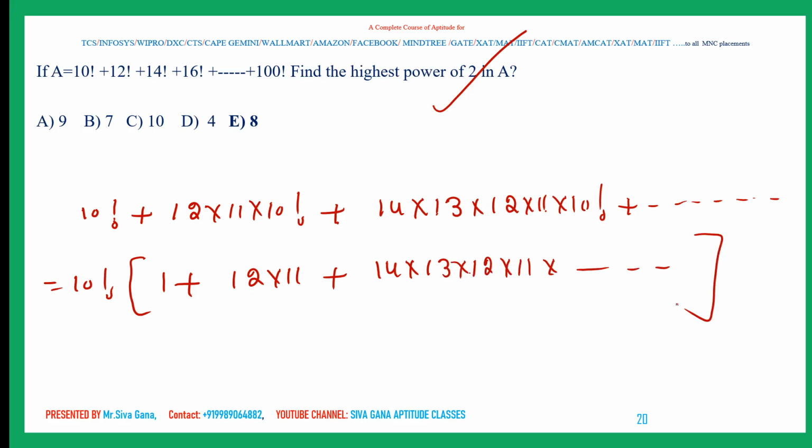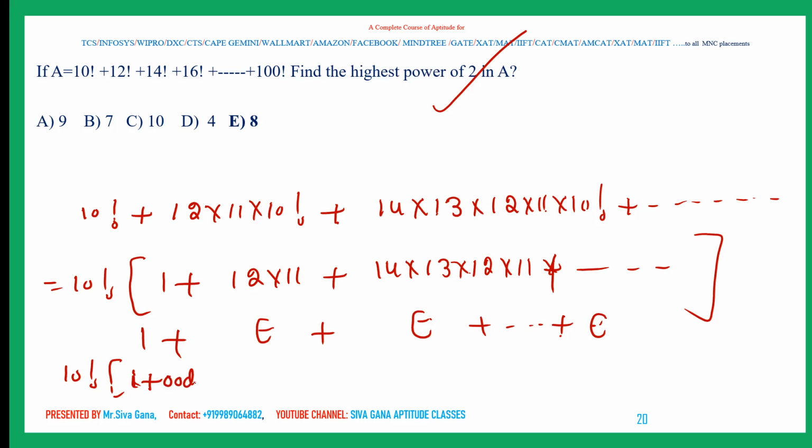Now what is the result? 12 into 11 is even, 14 into something is even. So like this, 1 plus even plus even plus even plus even plus even and so on. So 10 factorial into 1 plus even plus even plus even. Even plus even plus even is even, and 1 plus even is nothing but odd. So 10 factorial into the term in the bracket, which is nothing but odd.